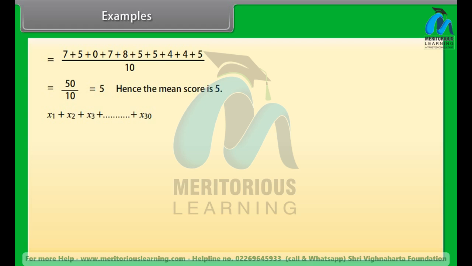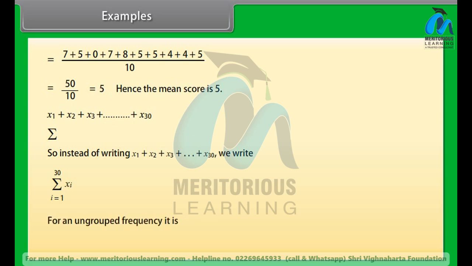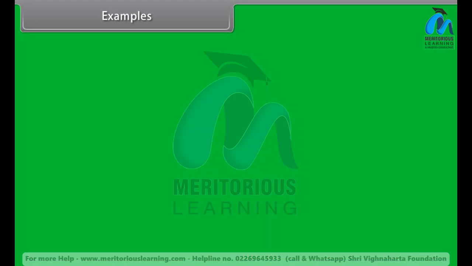If the observations are large, for example, up to x30, then it would take a lot of time to calculate the mean. To solve such problems, we use the Greek symbol sigma for summation. So instead of writing x1 plus x2 plus x3 plus so on till x30, we write it in this way, which is read as the sum of xi as i varies from 1 to 30. For an ungrouped frequency, here is an example.